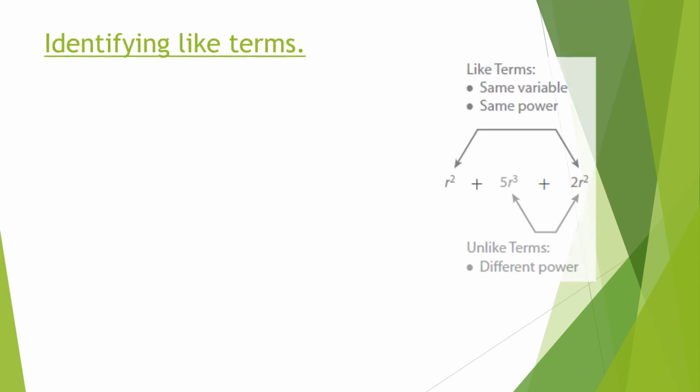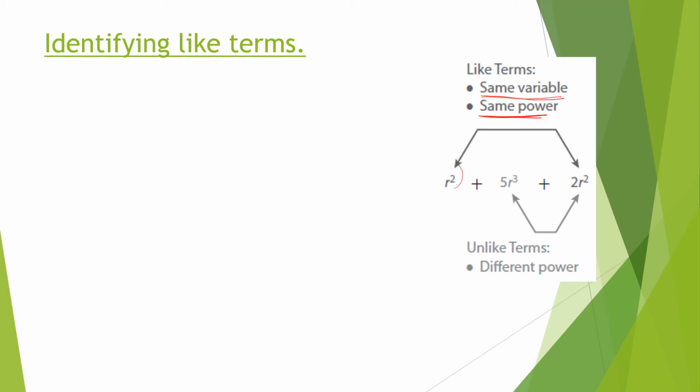Identifying like terms. The like terms are the terms having the same variable with the same powers. Yes, very good. So same variables and same powers. It cannot be different powers.